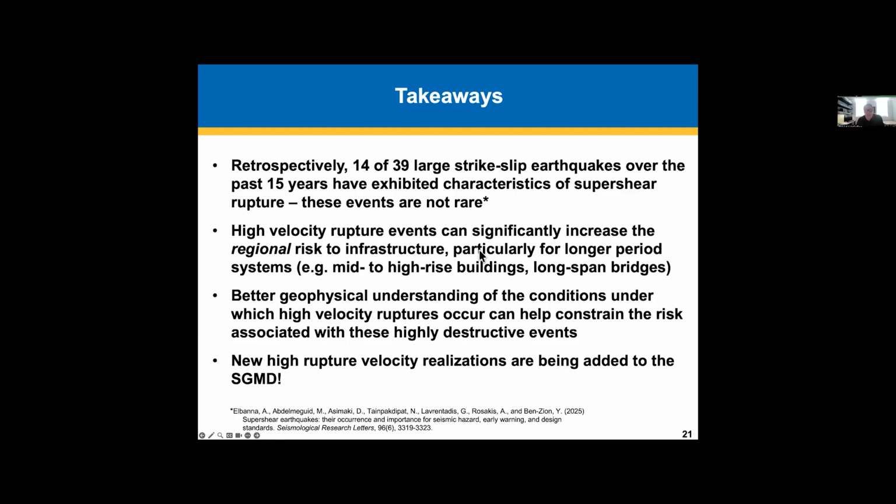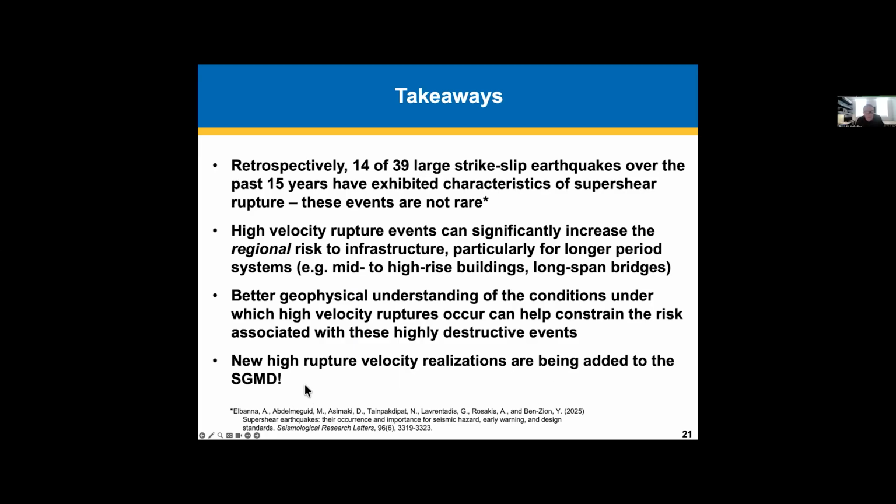Number 2, high velocity rupture events can significantly increase regional risk to infrastructure, particularly for longer period systems, for example, mid to high rise buildings or long span bridges. Better geophysical understanding of the conditions under which high velocity ruptures occur can help constrain the risk associated with these highly destructive events. There's speculation that strike slip faults can be particularly generative of these types of things, but more research from the earth science community needs to come in here to help constrain these.